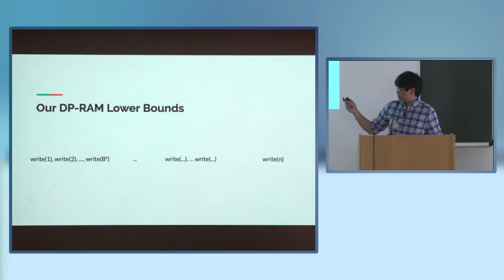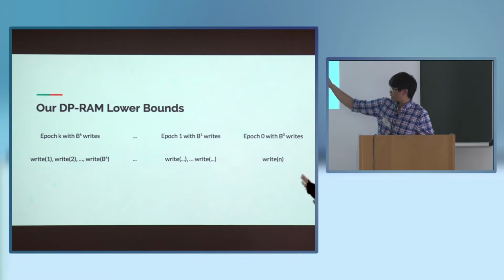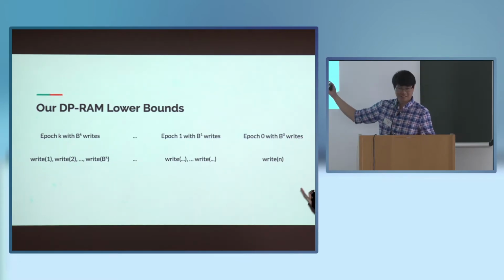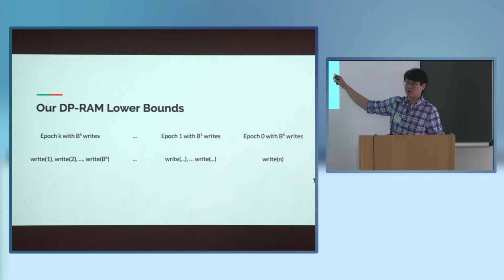What we do, as you've seen already, is divide the write operations into epochs of geometrically decreasing size by some factor beta. Just to note carefully, for convenience of the sizes, we number the epochs in reverse order. So the largest epoch occurs first, and the smallest epoch occurs at the end.